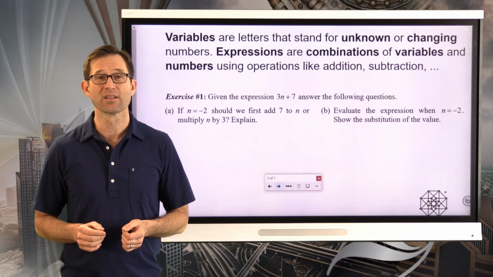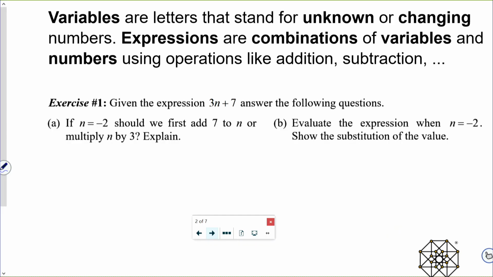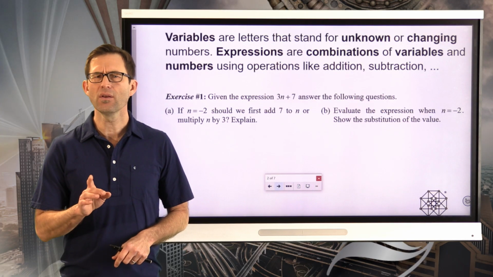Let's take a look at exercise number 1 and jump right in to working with an expression. Given the expression 3n plus 7, answer the following questions. Letter A. If n is equal to -2, should we first add 7 to n or multiply n by 3? Explain. All right, so I'd like you to think about this.